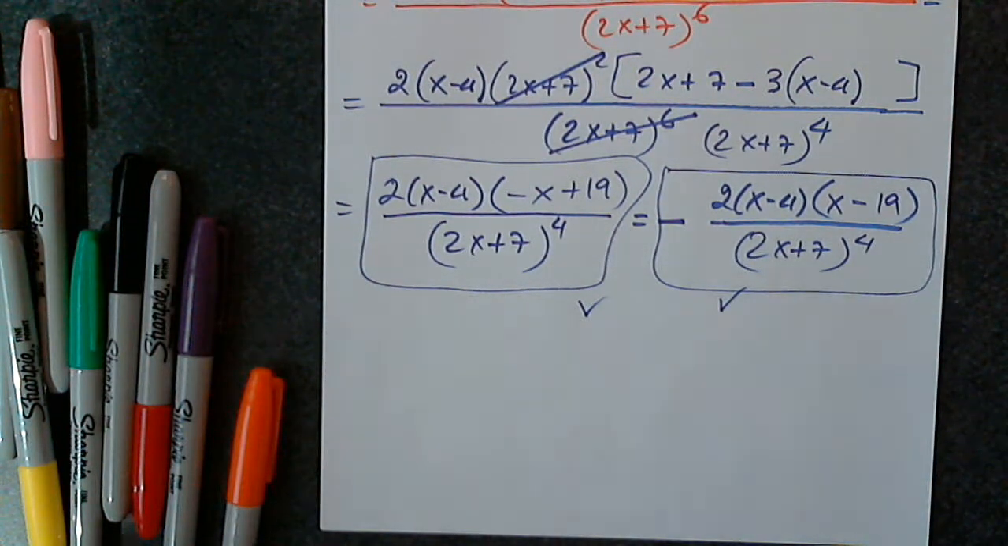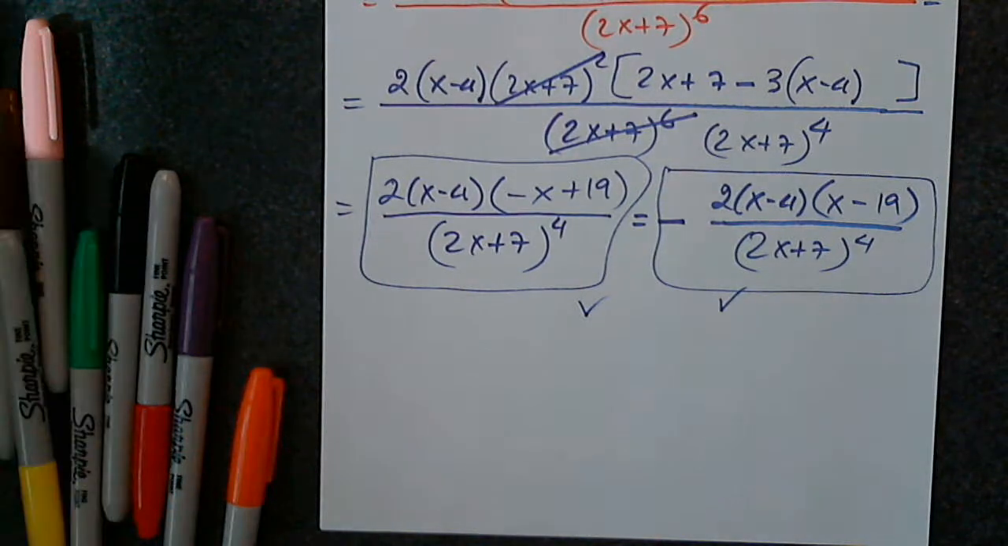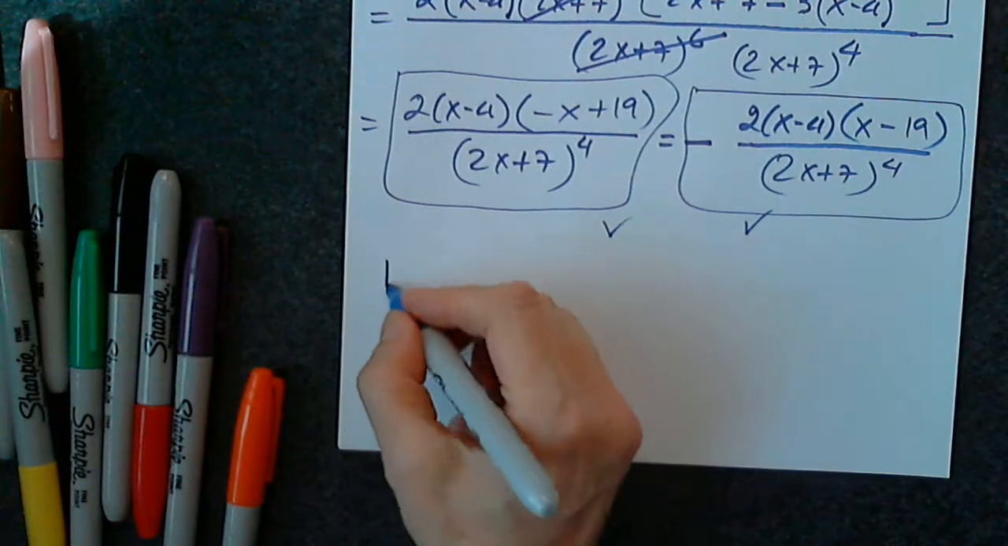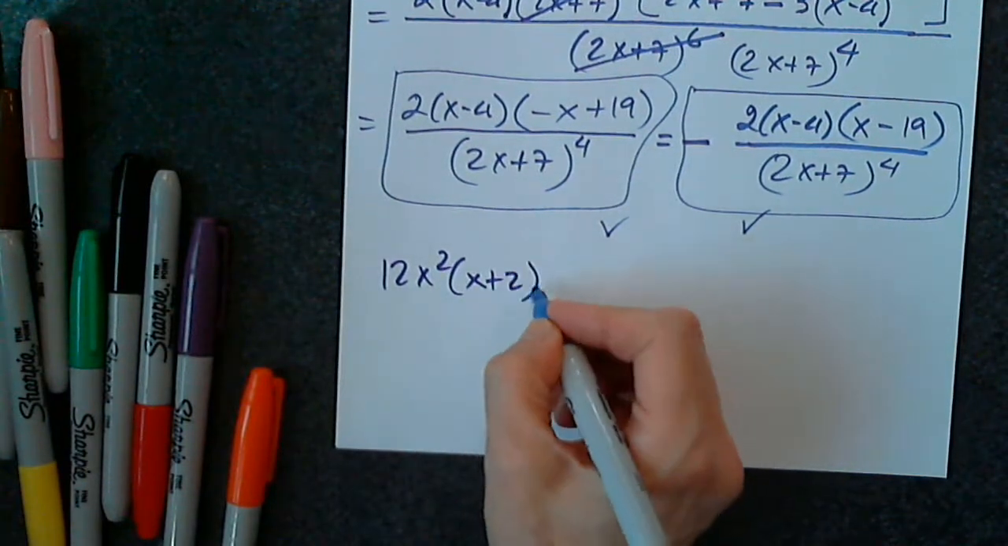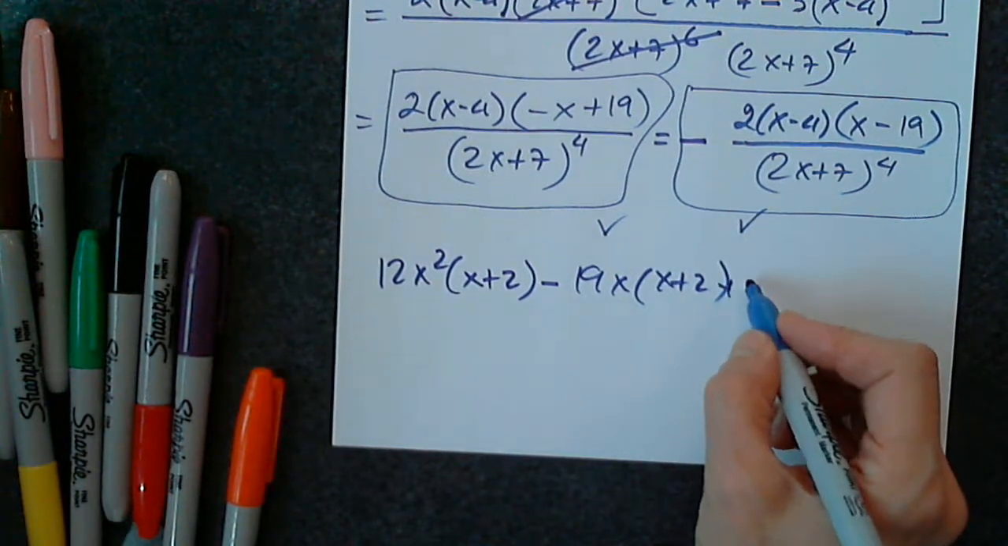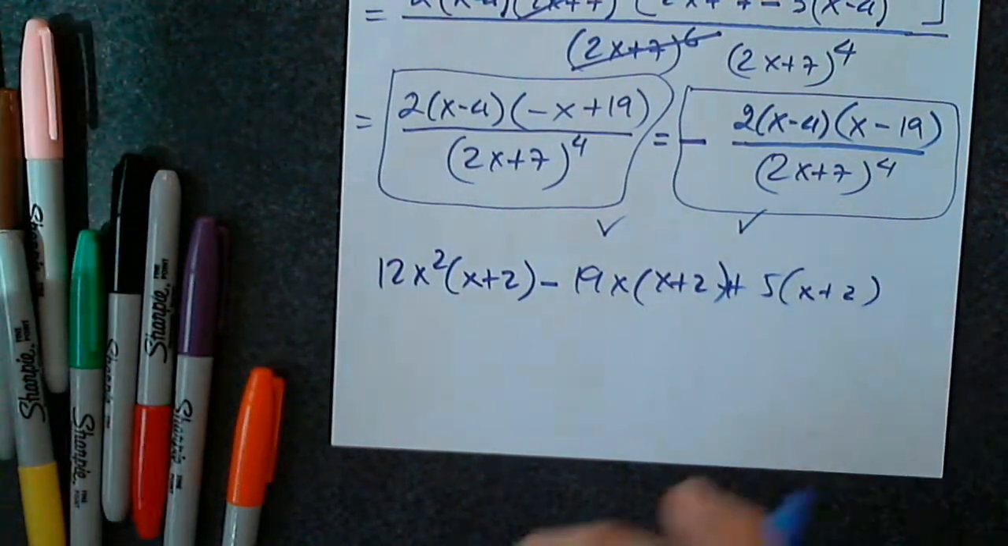Good. Anything else? Is there anything else you would like me to go back to? Yes, please. From the same paper. Yes, number 2. Let's take a look at number 2. Can I borrow? No. Thanks. And number 2: 12x squared times (x plus 2) minus 19x (x plus 2), and plus 5 (x plus 2). Very good.